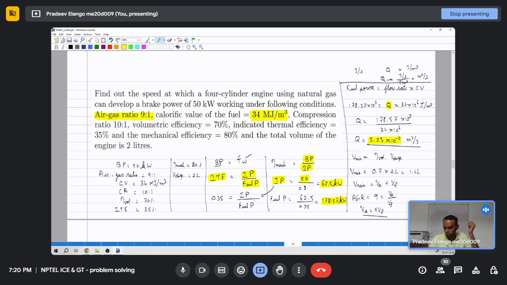Now we know the mixture entering the engine, considered as V mix, is volumetric efficiency times displacement volume. So volumetric efficiency is 0.7, displacement volume is 2. That means effectively 1.4 liter of the mixture can enter into the cylinder. Now V mix comprises volume of air and volume of fuel. The ratio between them is given as 9. So air gas ratio is 9, that is VA by VF. So now we know VA can be substituted as 9 times VF.